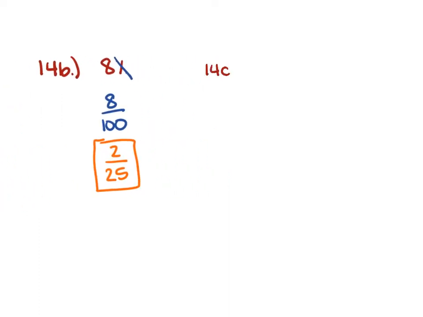For C, we are given 77%. So again, I'm going to drop the percent sign, put the 77 over 100, and then if I can simplify, I do. In this case, I cannot, so that is my answer.